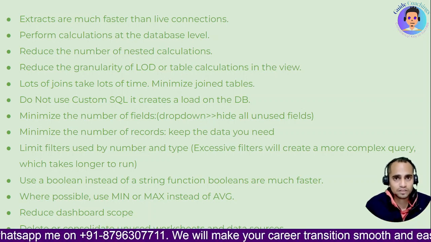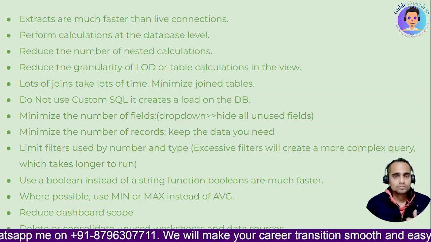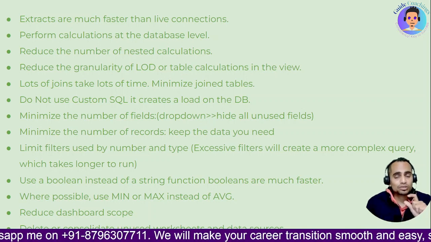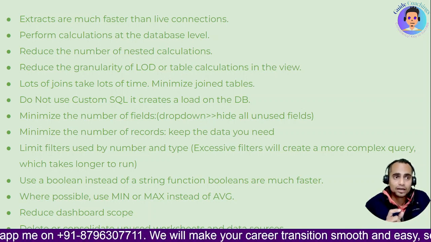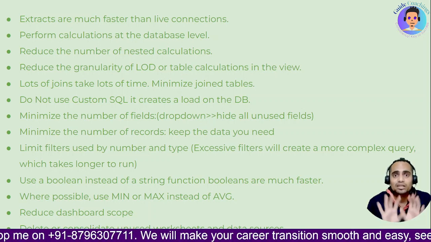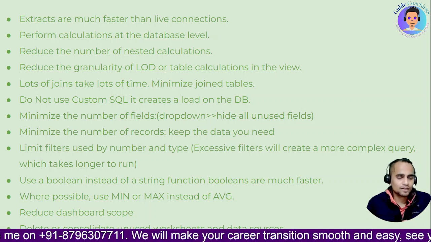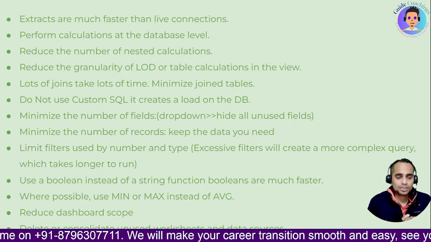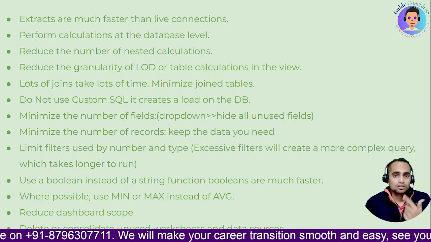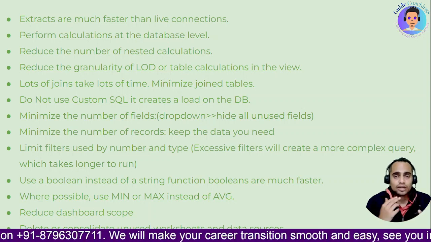The first point which we have seen is extracts are much faster than live connections. Use extracts when you want to improve the performance, because if you are using a live connection, it will go back and wait for the execution, take the records, and then come back to you and show you. It is going to take a lot of time, so use extracts instead of live connection. The second point is perform calculations at database level so it does not hamper the performance.